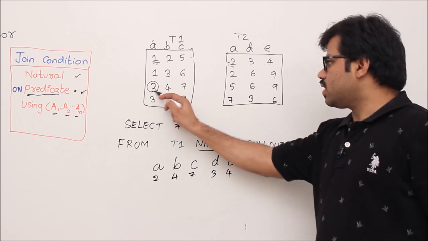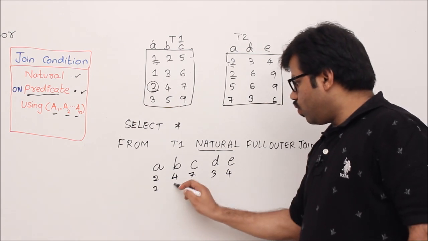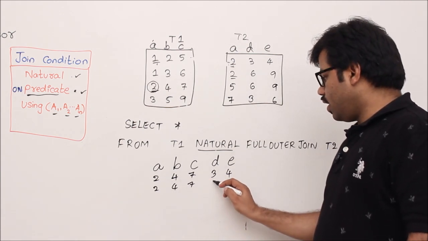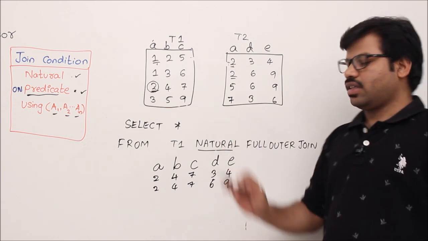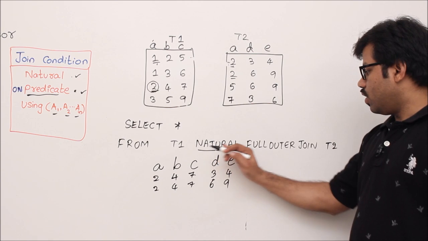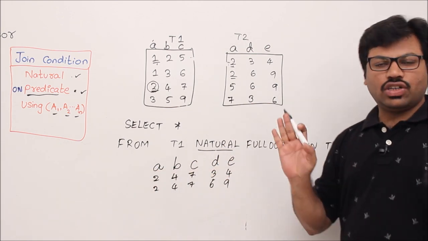Next, this 2 matches with this 2. Then 2, 4, 7, 2, 6, 9. Right? So that means 6, 9. Anything else? That's it. So this is about natural inner join. So far, whatever results you got, it is natural inner join.